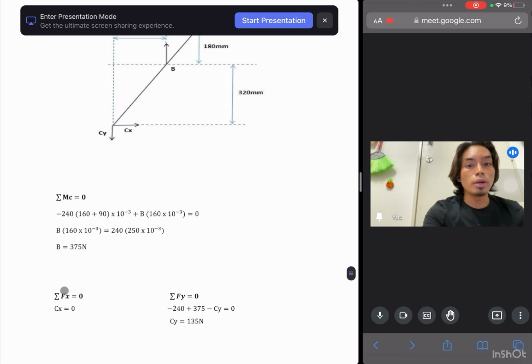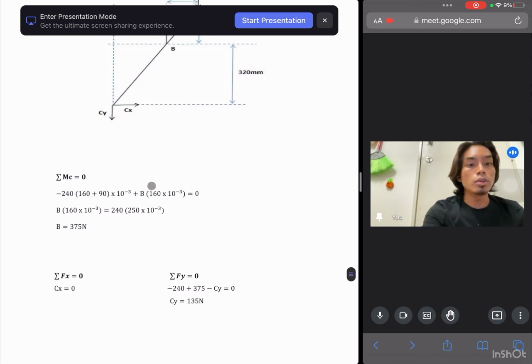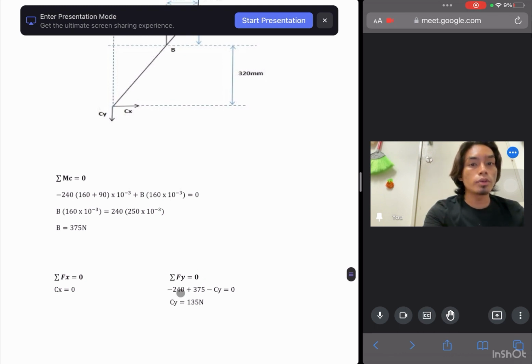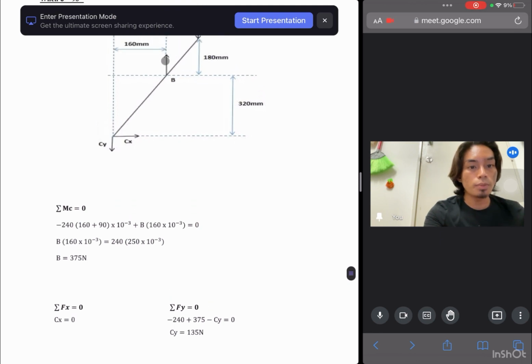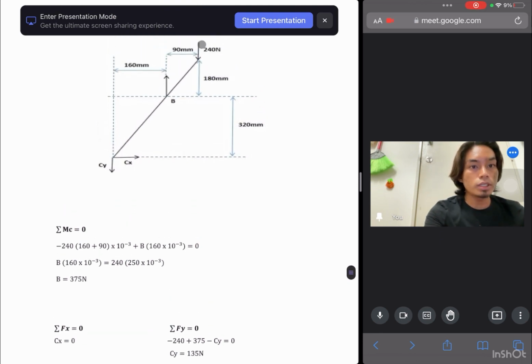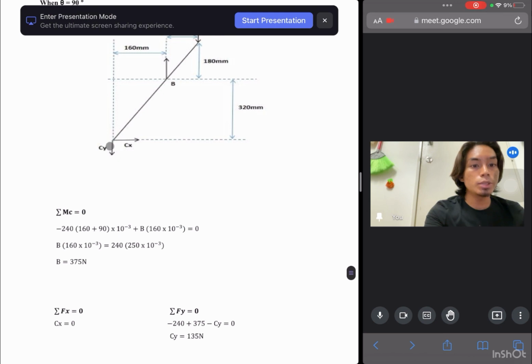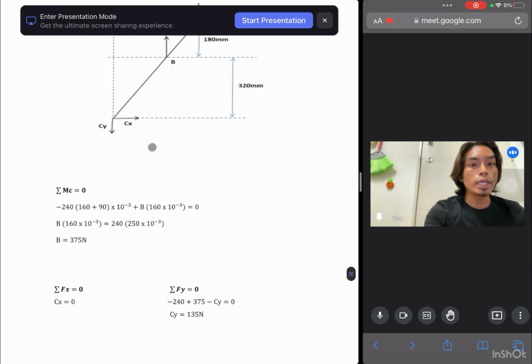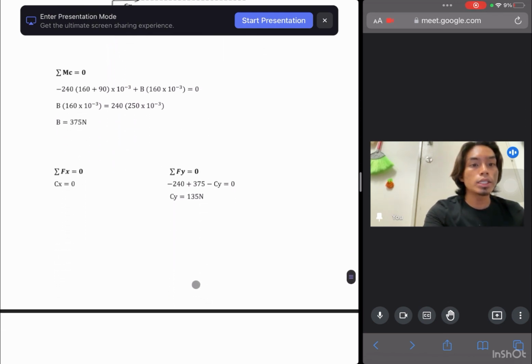For the summation of Fx equal to 0, Cx we can assume as 0, and summation of Fy equal to 0, negative 240 plus 375 for this point, negative 240 for this point, and minus Cy equal to 0. So we can get Cy equal to 135 Newton.